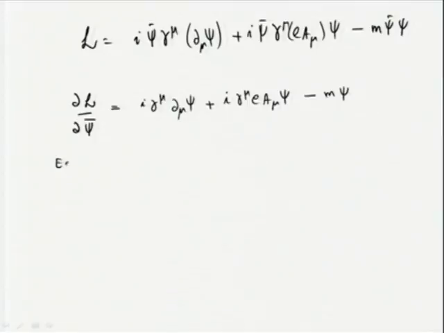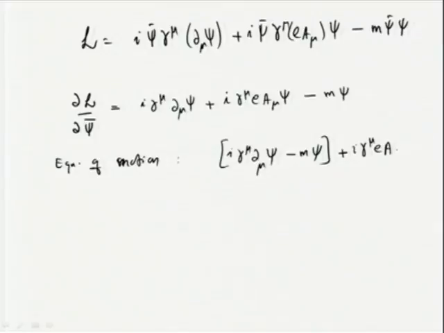So, this gives us the equation of motion of psi as i gamma mu dou mu psi minus m psi. Recognize this as the free Dirac equation corresponding to a free particle described by psi. Then there is an additional term, plus i gamma mu e A mu psi equal to 0. So, to interpret everything correctly, this looks like an interaction term.